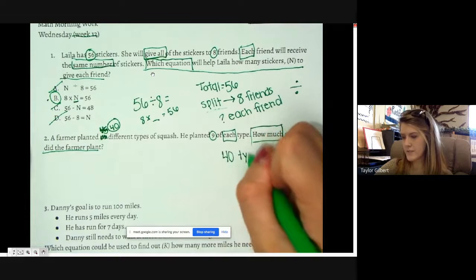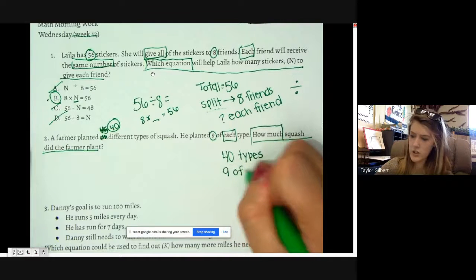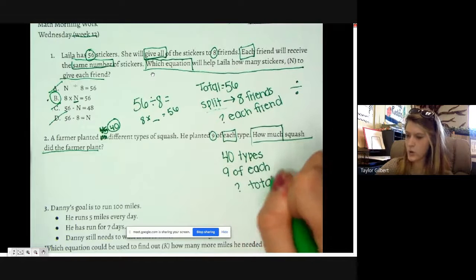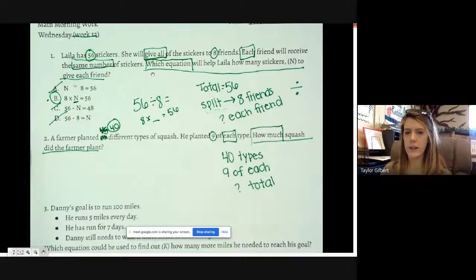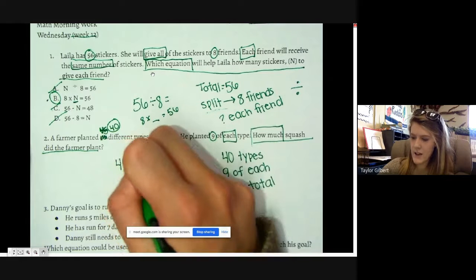40 types. Okay, 9 of each. Question mark, I'm going to put total. We need to know the total amount. How much squash did they plant altogether? See the word each, and that number needs to get bigger, so I'm going to multiply 40 times 9.